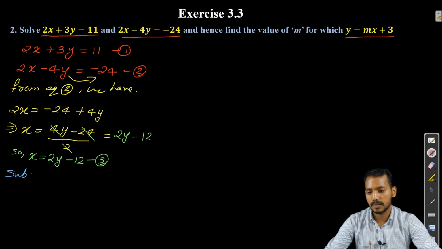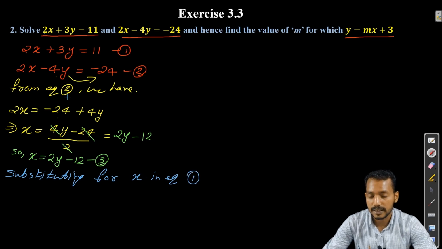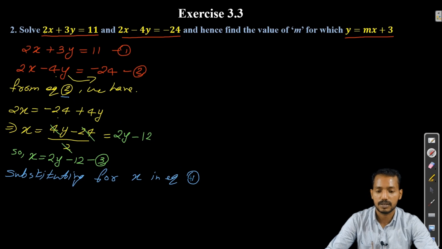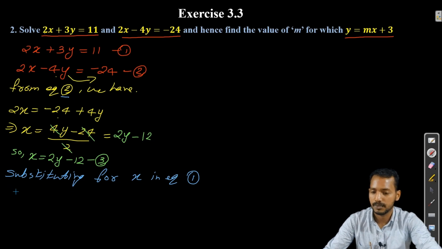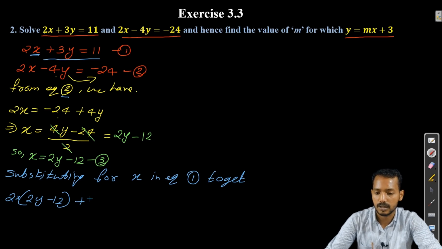So substituting for x in equation number 1, because we have written the value of x from equation number 2. So we are supposed to substitute the value of x in equation number 1. So to get, what will we get here? 2x. This is the equation, 2 into x. What is the value of x? 2y minus 12 plus, the remaining terms are the same, 3y is equal to 11.